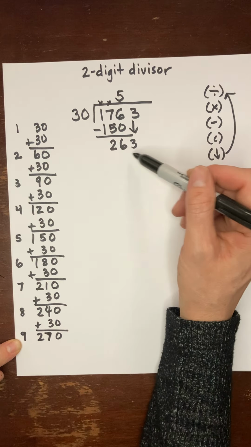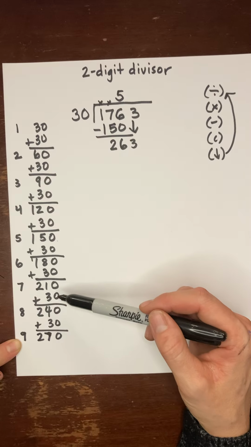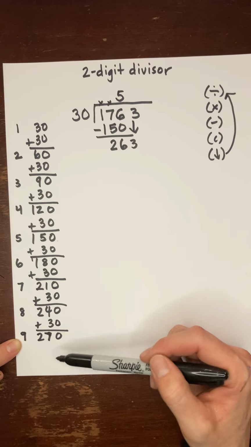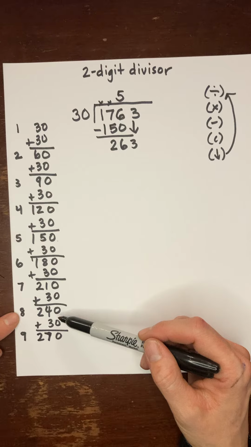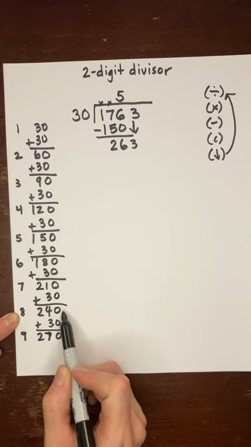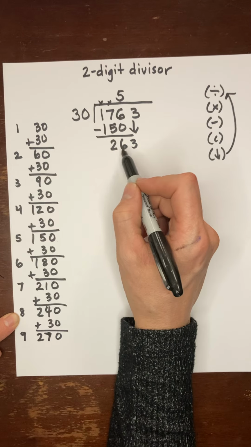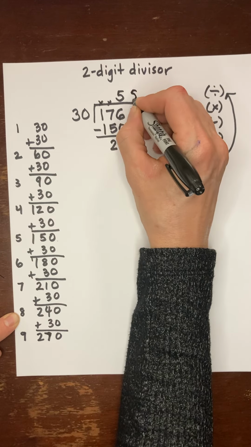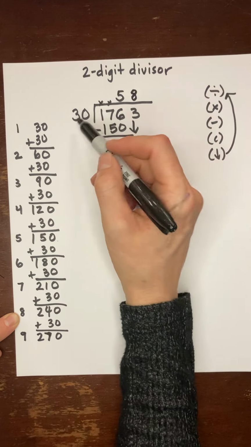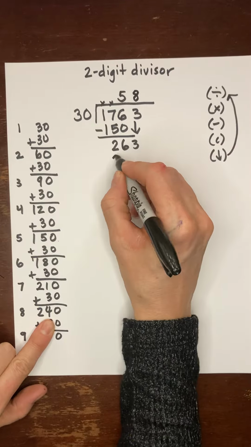So let's check here. Our number is 263. How close can we get without going over? 210, 240, 270. 270 is too big, so let's go back up to 240, I apologize. And our number is 8. So 30 goes into 263 8 times. Let's put our 8 up here. Now let's multiply. 8 times 30. We've already done that. It's 240.